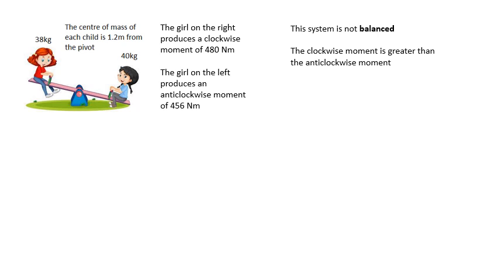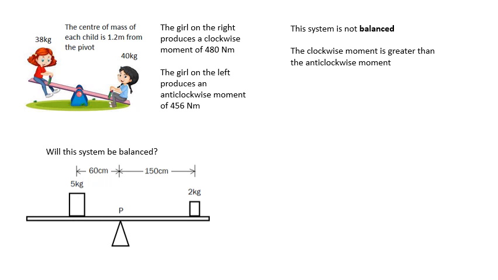The clockwise moment is bigger than the anti-clockwise moment. This system is not balanced. For a system to be balanced, about the pivot, the moments have to be the same.